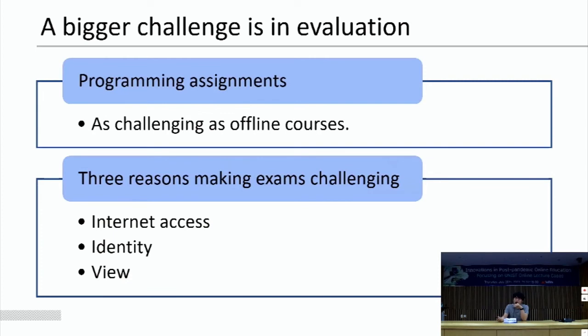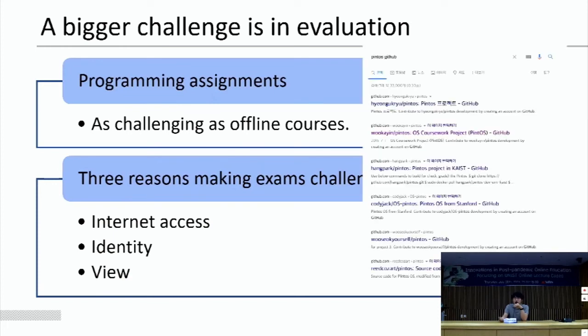In terms of programming assignments, actually, there are a lot of challenges even in offline courses when we are teaching the computer systems course. Because there is a lot of cost in developing new assignments, we typically use existing assignments, and we can easily Google to find model solutions for those assignments. So it's not really a big new issue in the online course.